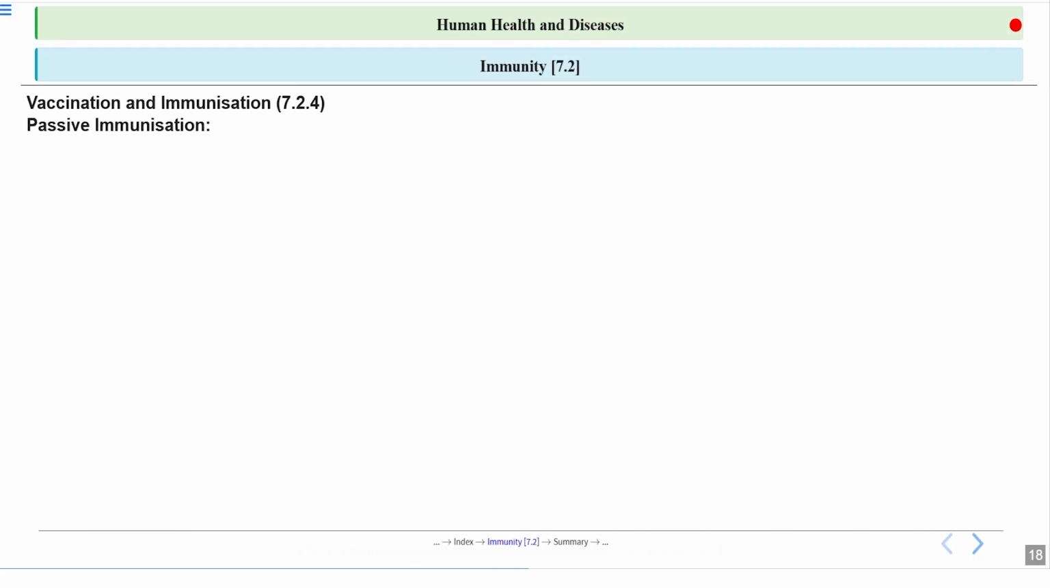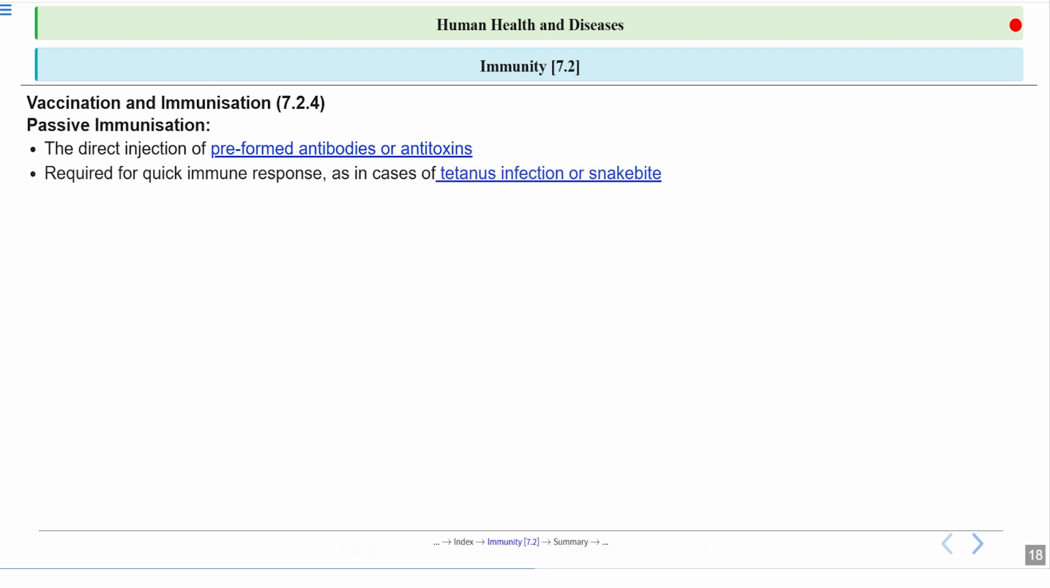Let's talk about passive immunization. Now, passive immunization involves giving someone preformed antibodies or antitoxins. Okay, clear? So we have already talked about passive immunity. Now, this method is especially important when rapid response is needed, such as after a tetanus infection or a snake bite. In these emergencies, waiting for the body to make its own antibodies would take too long.